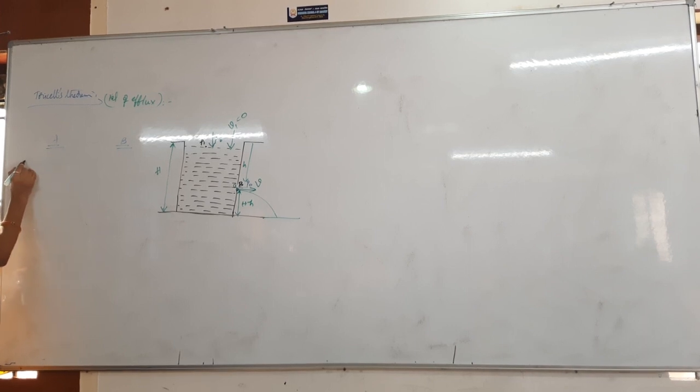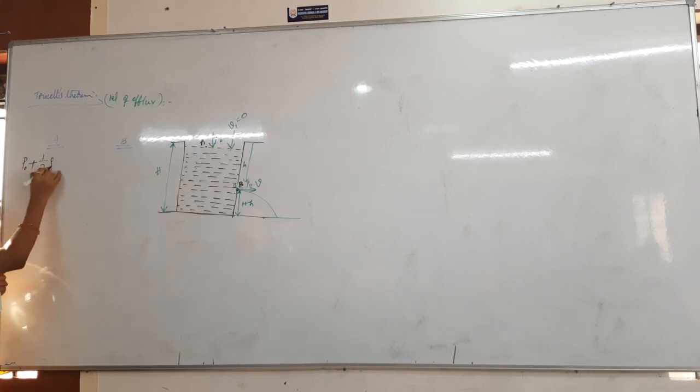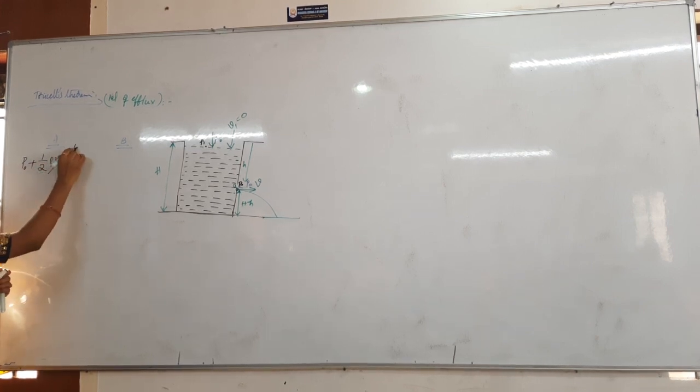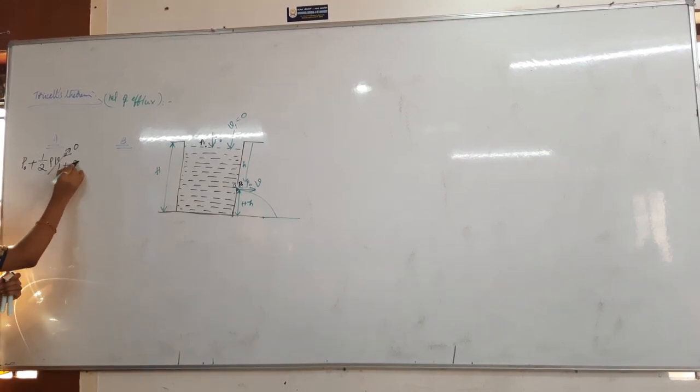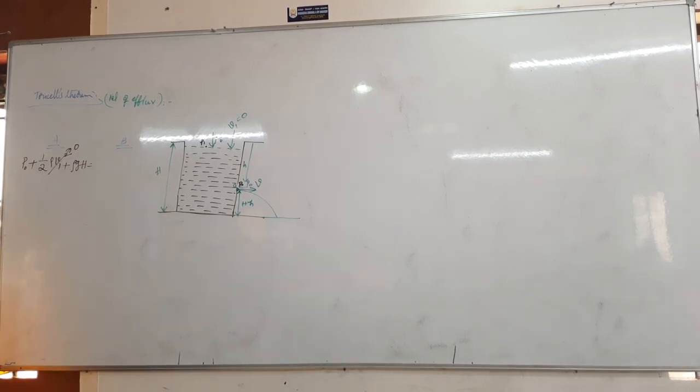At A, what is the pressure exactly? P naught. P naught is the pressure energy. Plus kinetic energy is how much? Half rho V1 squared. How much is it? 0. Why? Because the water level is falling freely. Plus, what is there? Rho g into the height of point A. H is the height of point A. So we will get P naught plus rho gH plus half rho V1 squared.